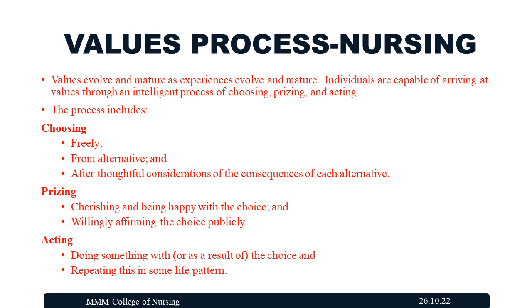We have already seen the value clarification steps, and how they are divided from the 7 steps into these 3 main process steps: choosing, prizing, and acting. In choosing freely, we have to choose from the alternatives after thoughtful consideration of the consequences of each alternative. In prizing, being happy with the choice and willingly affirming the choice publicly. And acting, doing something with the choice, and repeating this in some life pattern.